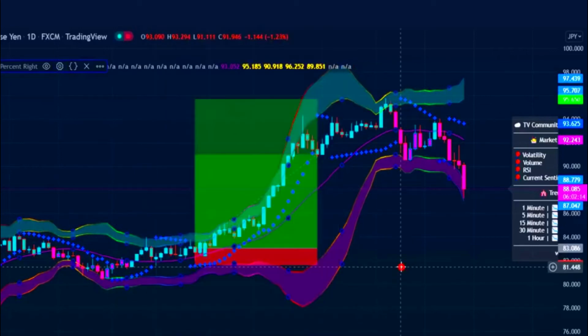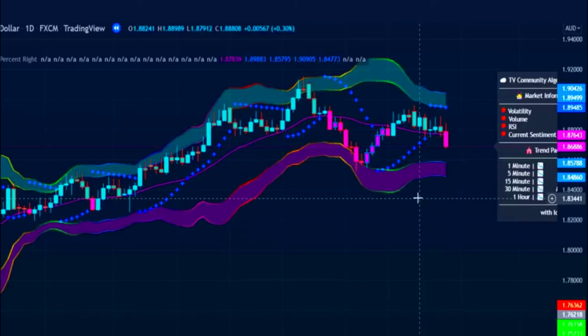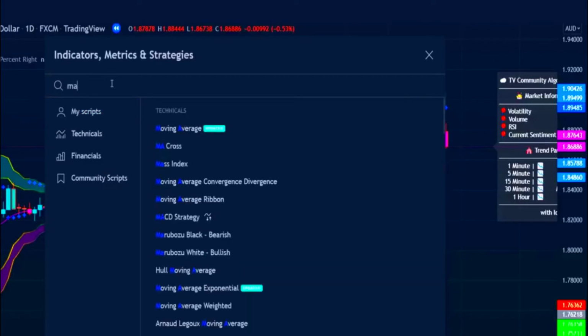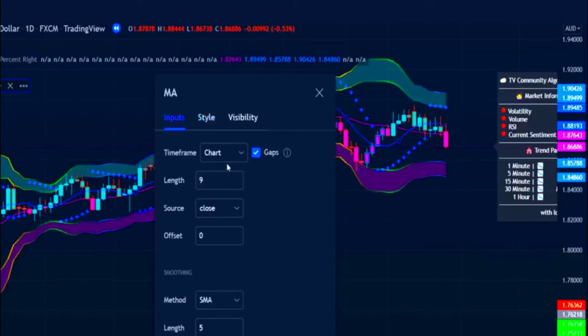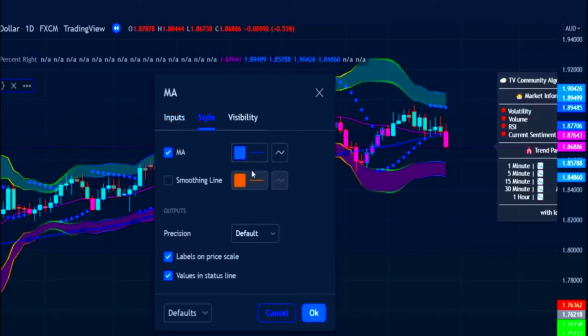And with all this, one more thing you will need is to identify the trend of the market. For this, we will add the last indicator. We have to search MA in the search box of Trading View. And click on the Moving Average option, in which we have to change some setting. We have to replace length 9 with 60. So now our indicator is all set.